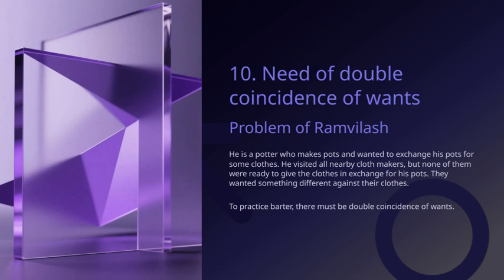This highlights a key problem with barter, which is the need for a double coincidence of wants. Both parties must want exactly what the other has, at the same time, and in the right quantities. This requirement makes barter less efficient and more difficult, especially in larger or more complex economies. And this challenge is actually one of the reasons why money was eventually introduced, to solve this problem. By using money, people no longer need to find someone who wants exactly what they have. They can sell what they have for money and then use that money to buy what they need.